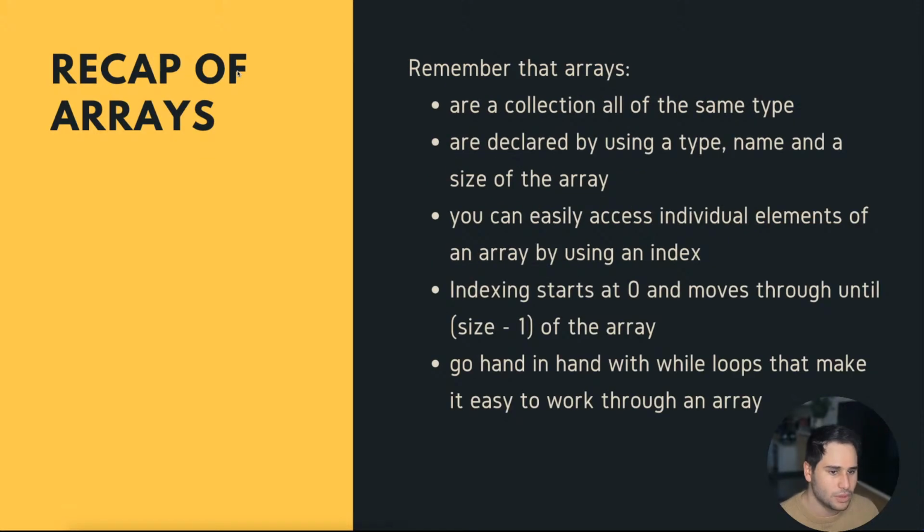Okay. So before we get started with two-dimensional arrays, let's talk about one-dimensional arrays. What are they? They are a collection of elements all of the same type. You need to know the type of the element you want to store, the name of that variable, and how many of those elements you want to store. Arrays are randomly accessible. So I can access the first element or the fifth element just by using an index, which is pretty cool. Indexing starts at 0 and moves through until the final element.